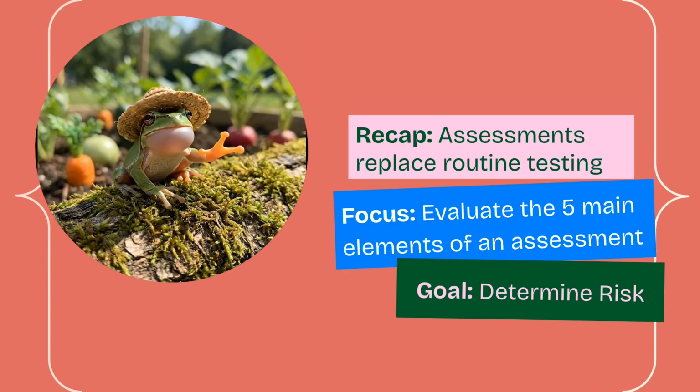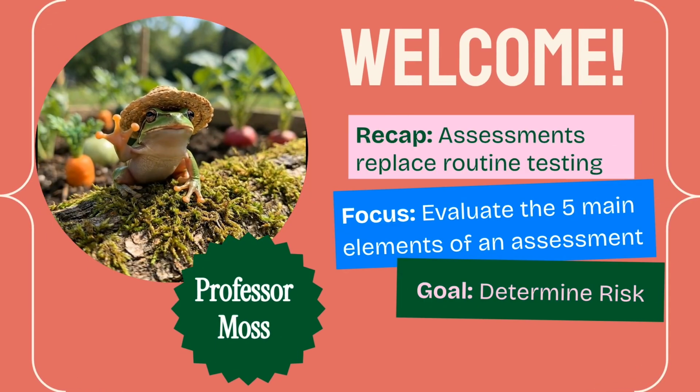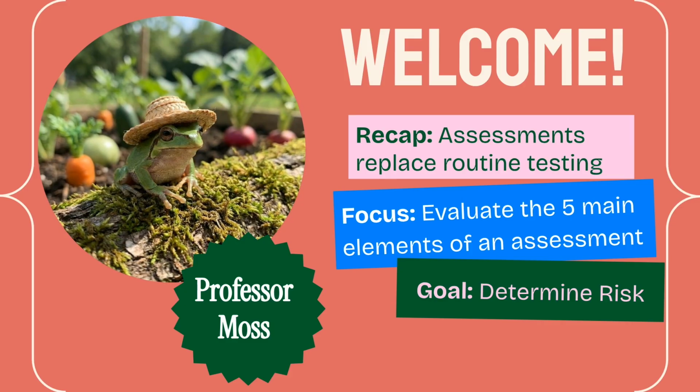Welcome to our course. Today, we'll dive into how to evaluate the key pieces of your agricultural water assessment under the rule. By breaking down the 5 main elements of an assessment, such as crop characteristics, application methods, timing, and weather, you'll learn to assess risks effectively and keep your produce safe.